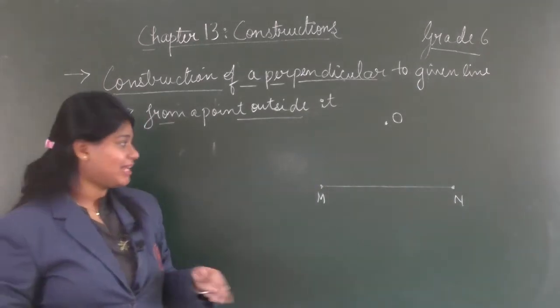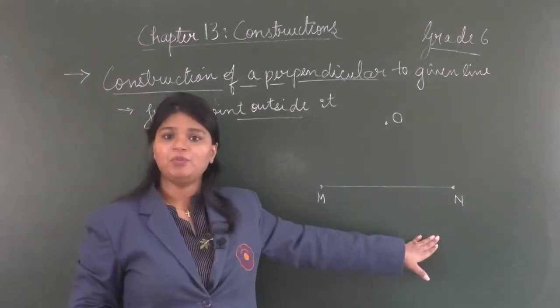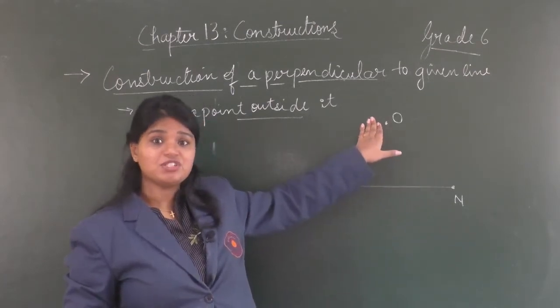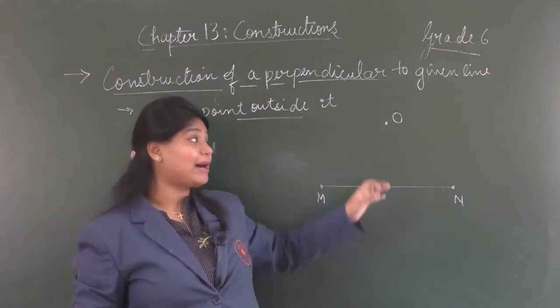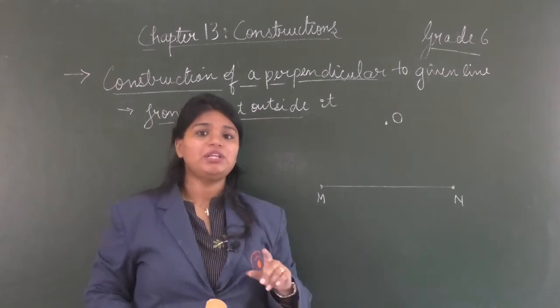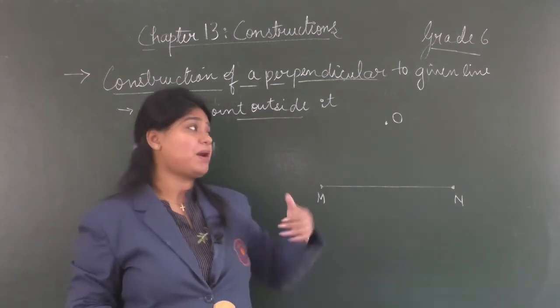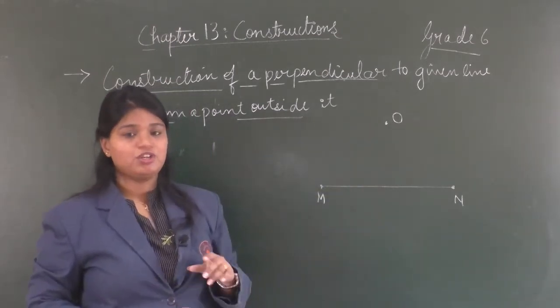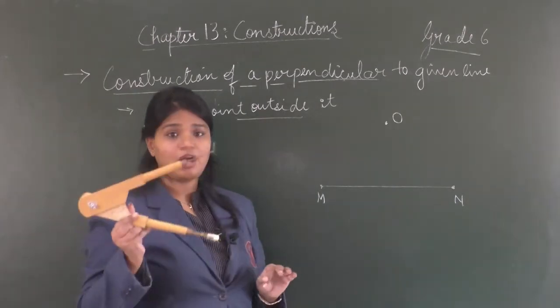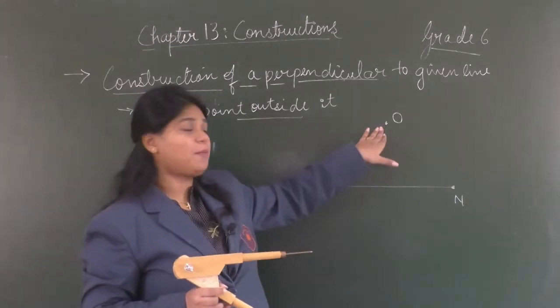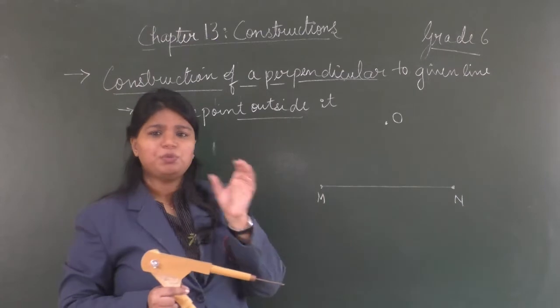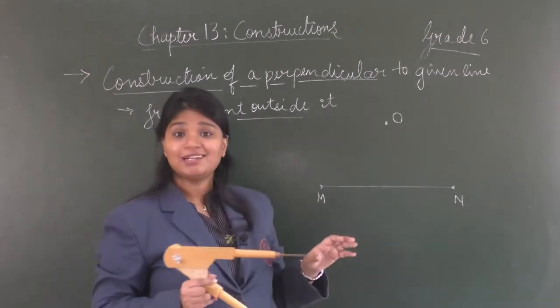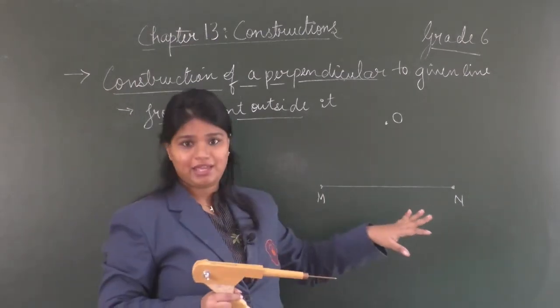So, here we have a line segment named MN and we have the point O which is not on this line segment, it is outside the line segment. Now, I need to construct a perpendicular that passes through this point. So, what you will do, you will take your compass and place the needle of the compass on O and open any radius and cut an arc on MN.